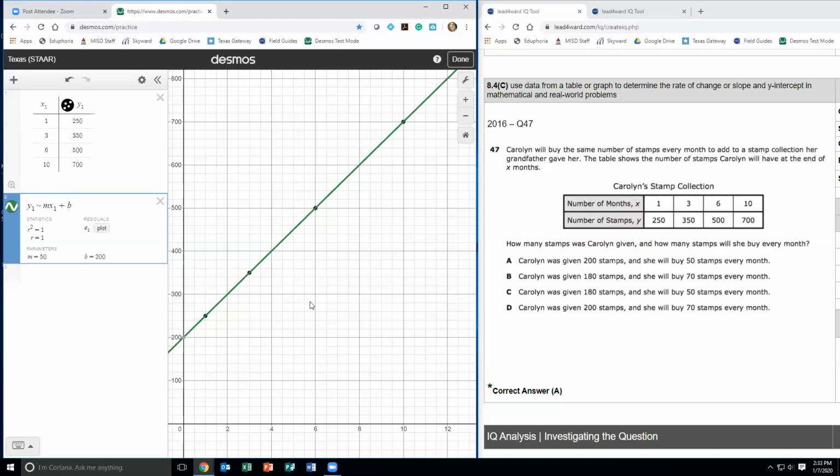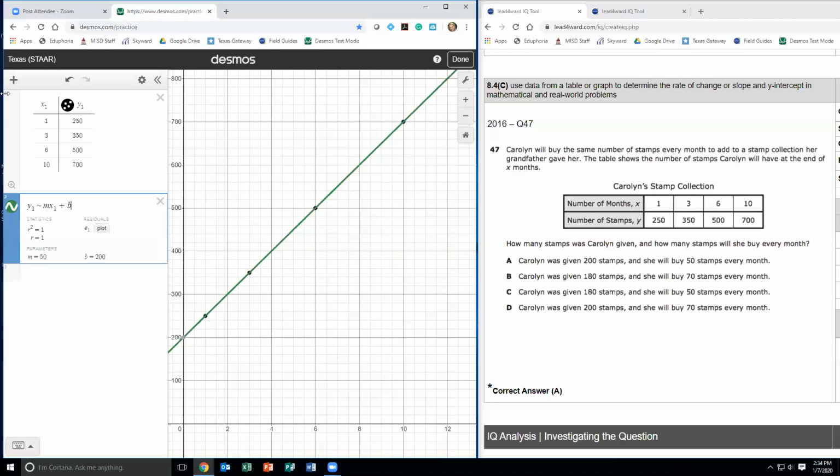So now we come back over to my answer choices. I know that b, that's my starting point. That's how many she was given. So Carolyn was given 200 stamps. So now I've narrowed it down to A and D. And I come back over here. My slope is 50. That's my month. That's how many she's adding every month. So I can easily see that my answer choice is A. Carolyn was given 200 stamps and she'll buy 50 stamps every month.